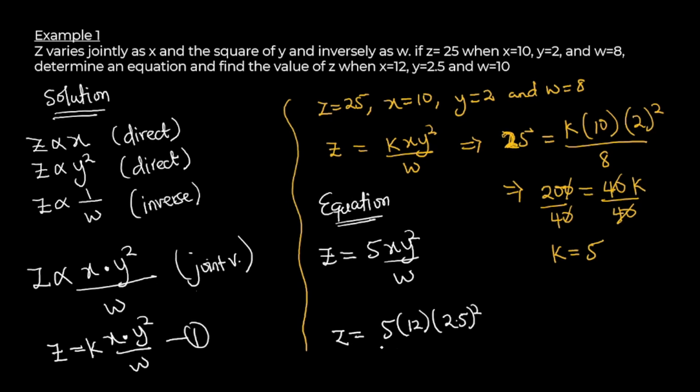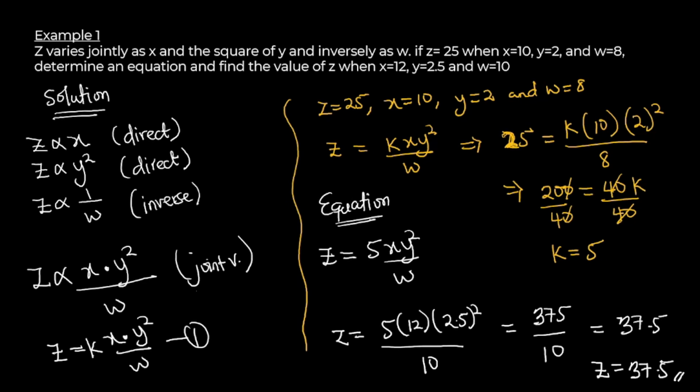We square that, then we divide it by the value of w, which is equal to 10. So if we compute this, we get to realize that the top will give us a value of what? 375 on 10. So this is equal to 37.5. This means our value of z when x is 12, y is 2.5, and w is 10 is equal to 37.5. So let's go ahead and have a look at another example.